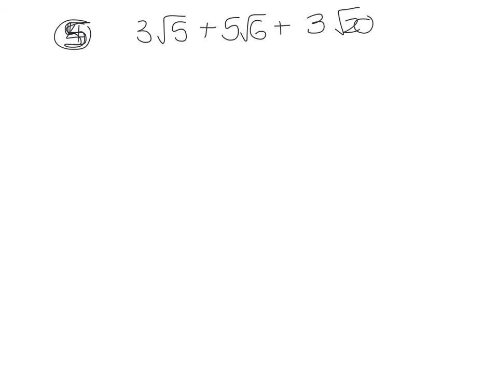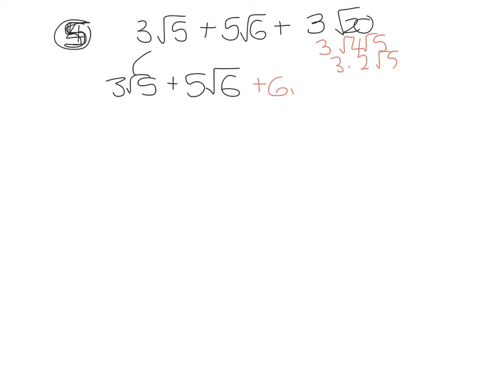Number 4. Is this the fourth? Actually, that's number 5. Number 5, we have 3 rad 5 plus 5 rad 6 plus 3 rad 20. So the only thing I could break down here, I'm going to leave 3 rad 5. I'm going to leave 5 rad 6, but I can break down rad 20. So that's 3 times rad 4 times rad 5, which is 3 times 2 times rad 5, which is plus 6 rad 5.